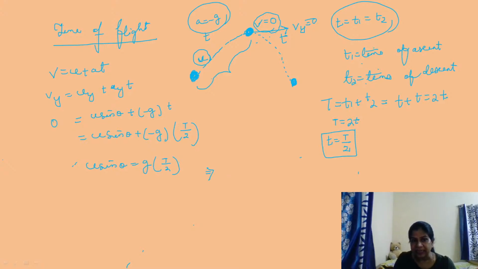I can write this t, multiply this 2 here, 2u sin theta I can write directly. But if I write directly, you will not understand. So that implies t is equal to 2u sin theta divided by g. Okay? This is the expression of total time taken or time of flight.